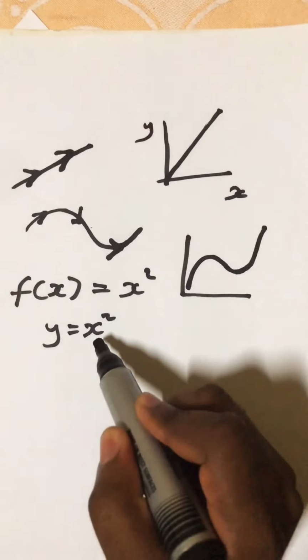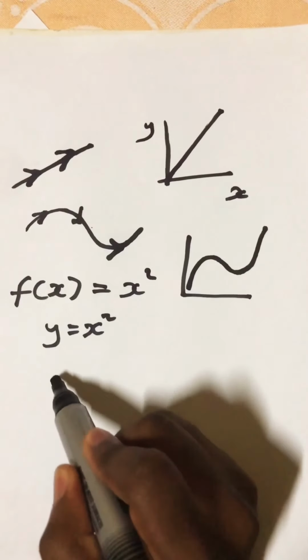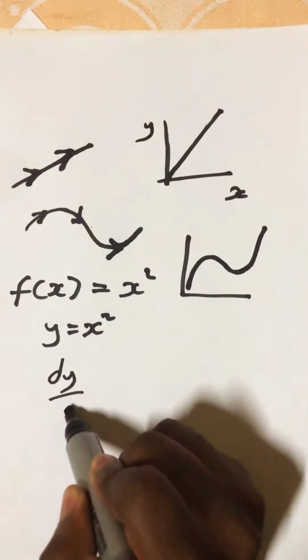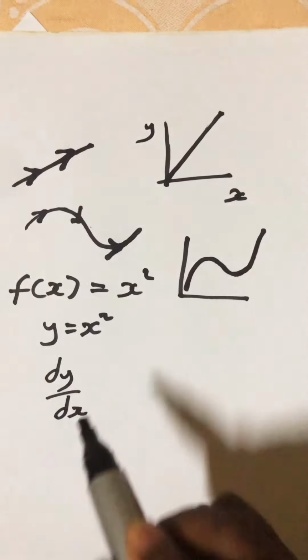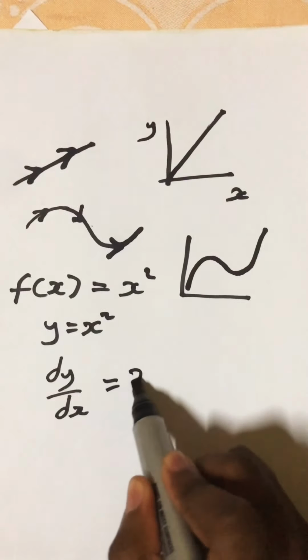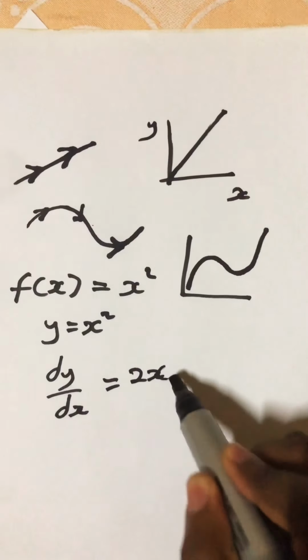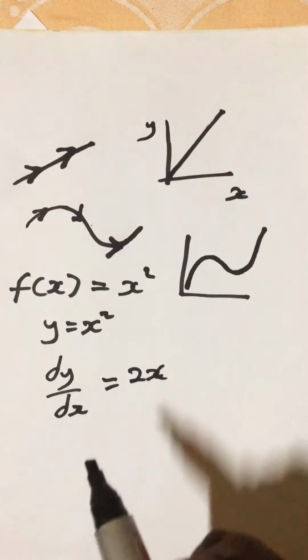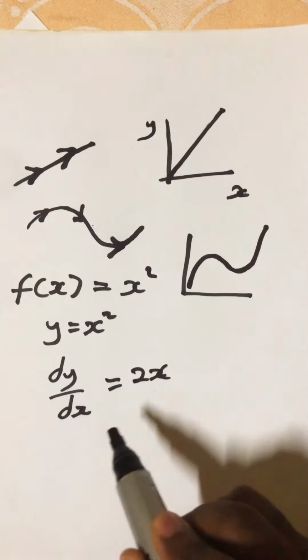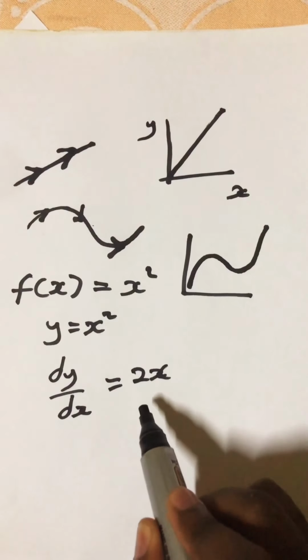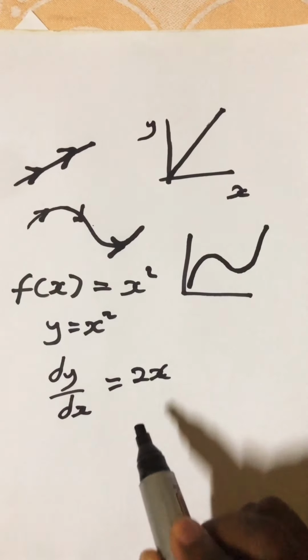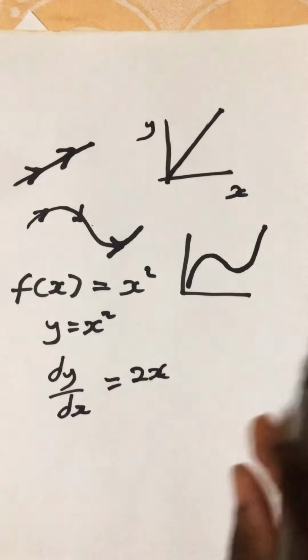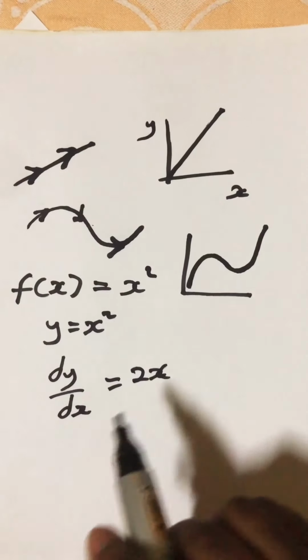Now the gradient of this will be the differential of this, and we'll get dy on dx, from our understanding, to be 2x. So this is now the derivative, and this is the gradient function. So this function permits us to get the gradient at any given point. So now let's take the first example.